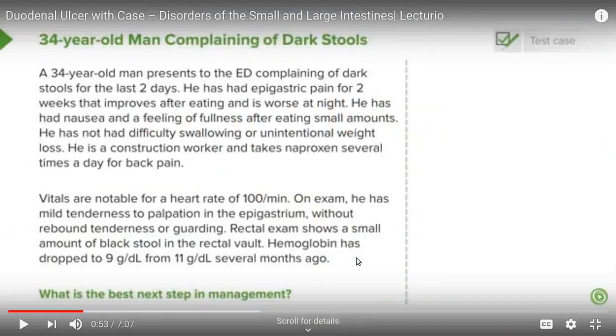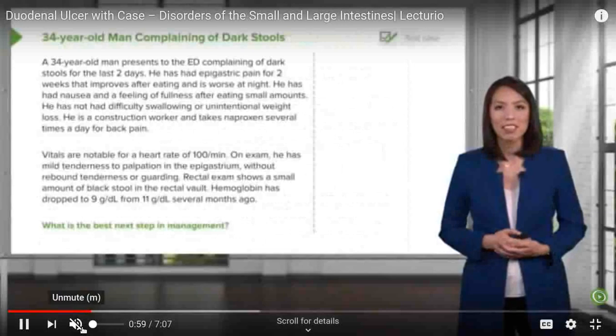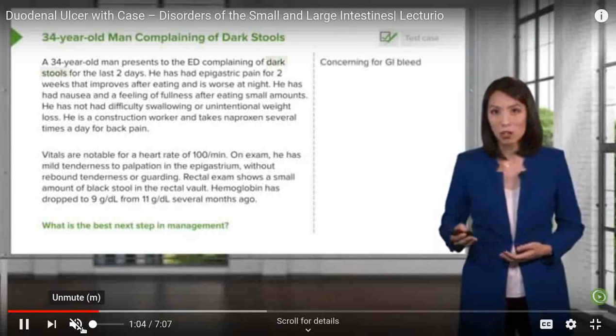A 35-year-old man presents to the emergency department complaining of dark stools for the last 2 days. He has had epigastric pain for 2 weeks that improves after eating and is worse at night. He has had nausea and a feeling of fullness after eating small amounts. He has not had difficulty swallowing or unintentional weight loss. He is a construction worker and takes naproxen several times a day for back pain.